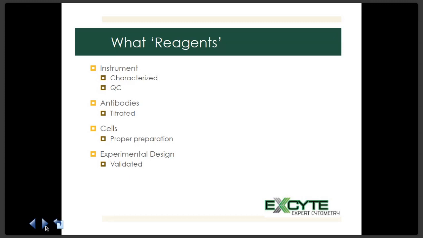Antibodies are reagents. We're going to want to make sure they're properly titrated and are being used at a proper concentration, that they have the right fluorochromes on them. The cells, we want to make sure that we have proper preparation of that. And of course, ultimately, this builds up to validation of the experimental design, showing that the experimental design is correct and that all the pieces downstream have been validated to get to that point.